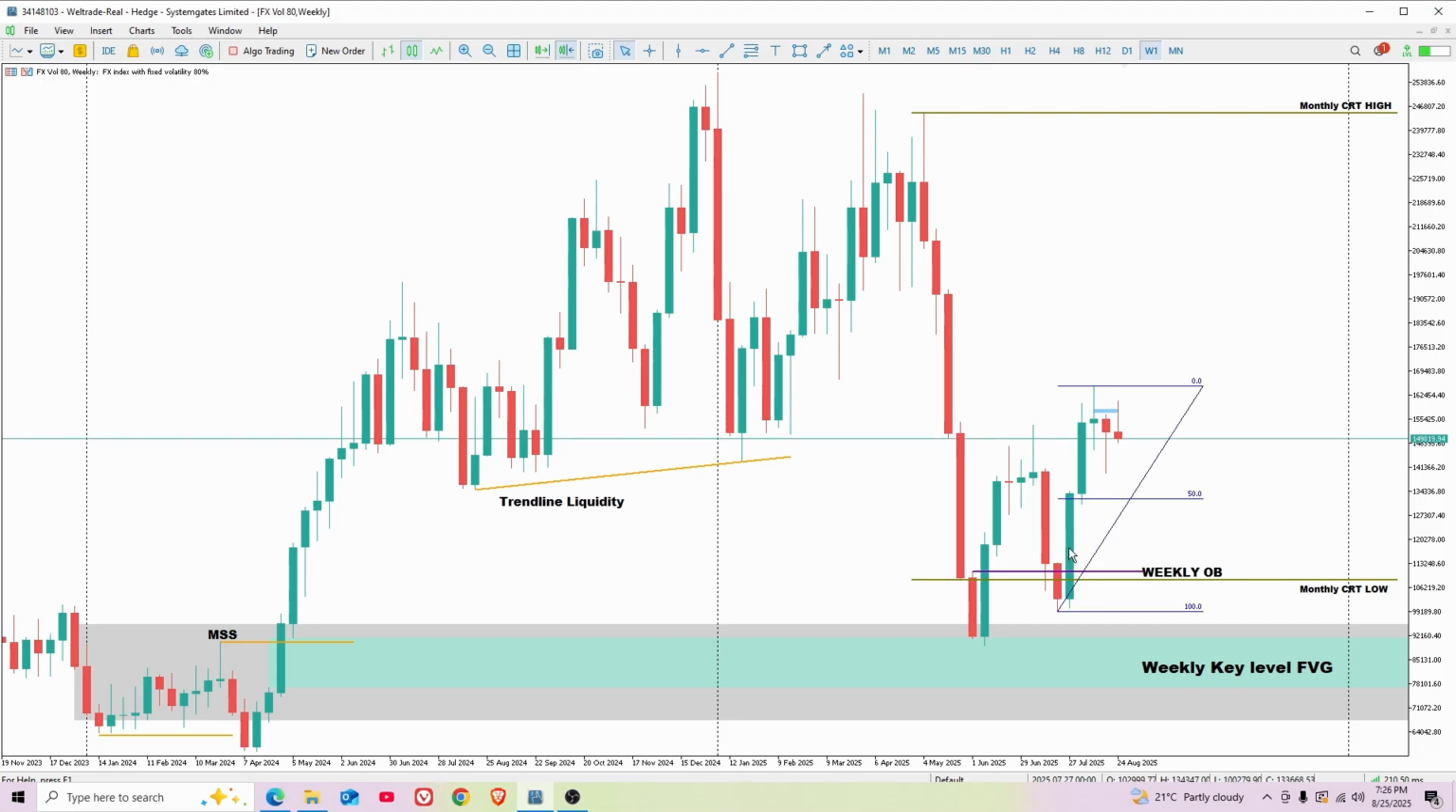Below that 50%, we have a fair value gap, we have an order block. But look what is happening over here. Above the swing highs, we have a CRT that is formed. So let me delete that. So we have a CRT at the moment.